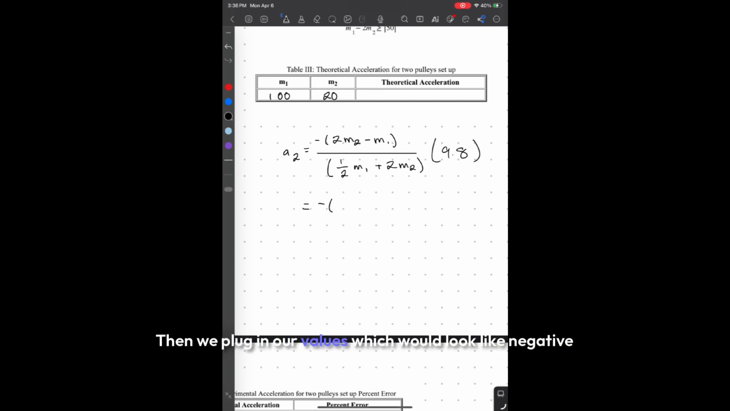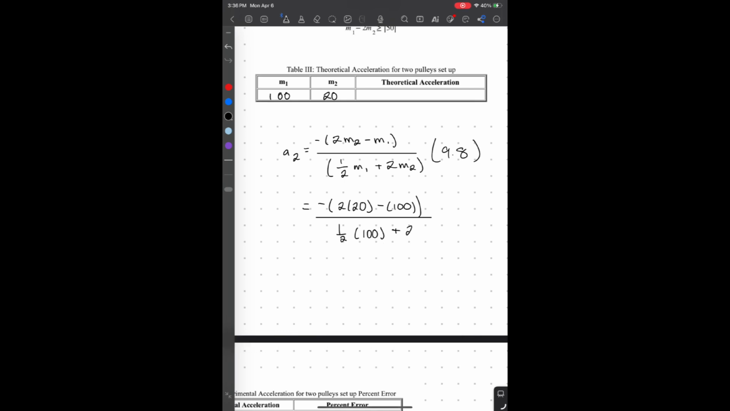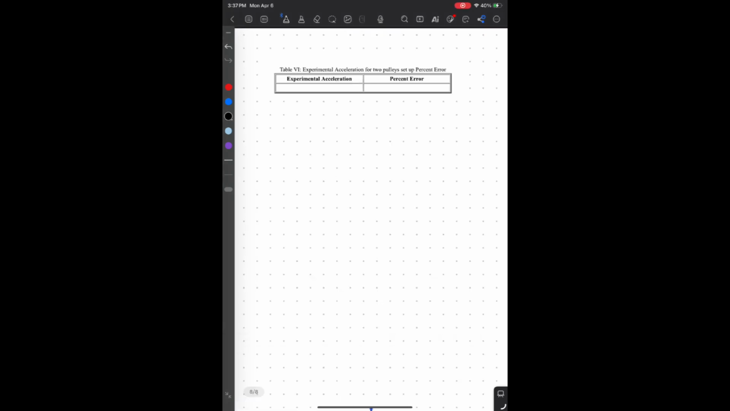Then we plug in our values, which will look like negative parenthesis 2 times 20 minus 100 over 1/2 of 100 plus 2 times 20. Then we multiply all of that times 9.8, which, if we run it through the calculator, should give us a value of 8.4 meters per second squared. So we're going to annotate it once again.